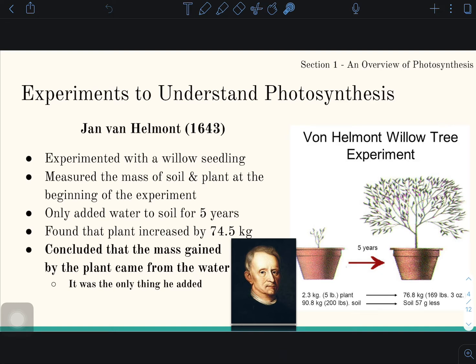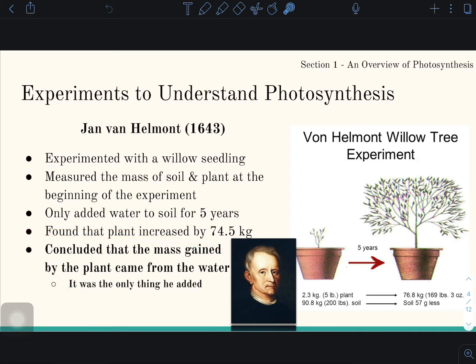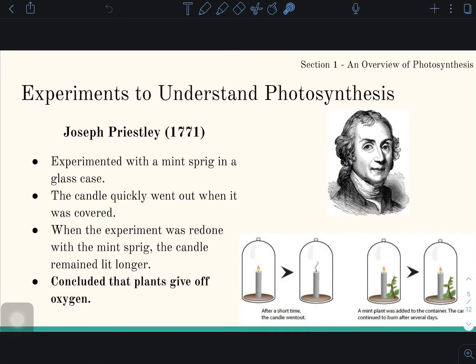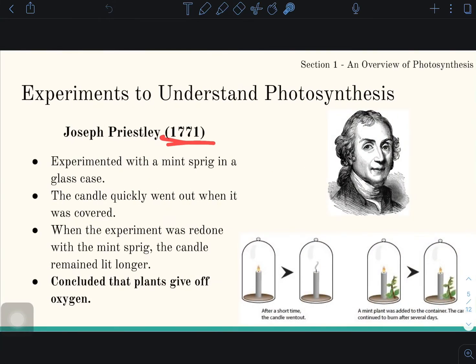His conclusion, and this is important, was that the mass gained by the plant came from the water because it was the only thing that he added. He concluded that the mass must have come from the water, because what else did he put in? So plants gain mass from water. Now, maybe not 100% correct, but back in 1643, that is what he thought.